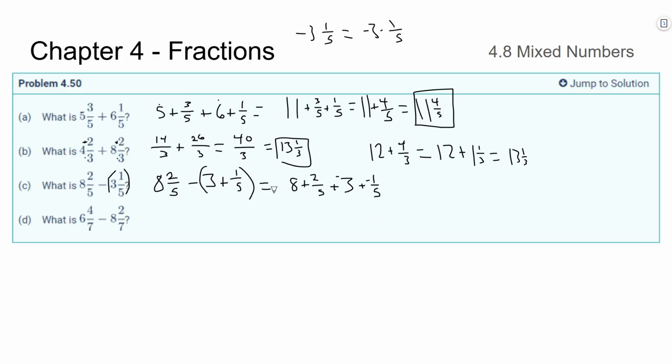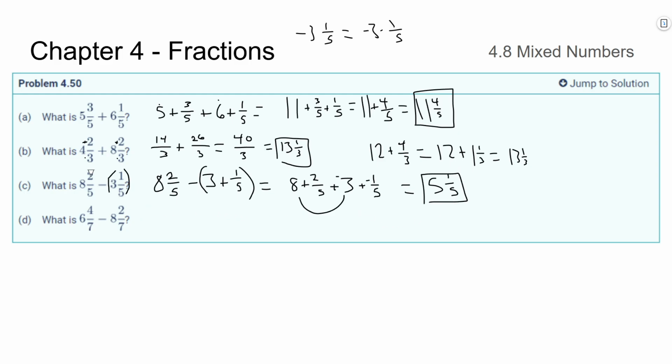And I just converted this to negative, but let's convert it back to addition. So now, since we're adding everything, now we can use the commutative property and add in whatever order we want. So if we add 8 and negative 3, then we would get 5. 8 plus negative 3 would be 8 minus 3, which would be 5. And now we have 2/5 plus negative 1/5, the same thing as saying 2/5 minus 1/5, and that would be 2 minus 1 would be 1.